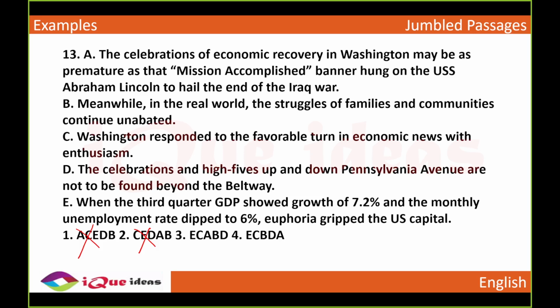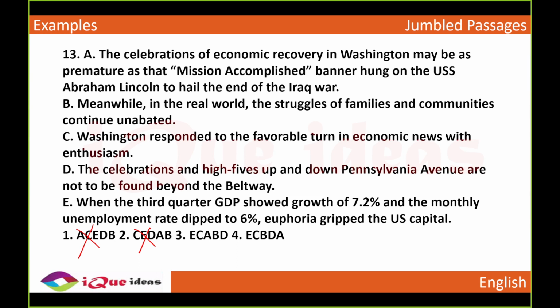So now the question is, then I go with A or then I go with B. So E is a good news. C says there is a favorable enthusiastic response. A says the celebration may be premature. B says the struggle continues. So when you're talking about celebration, you first say that it is premature, or you first say that there is a struggle. Because of this struggle, it is premature. So first you give the good news. So E C तो साथ में आ गया.